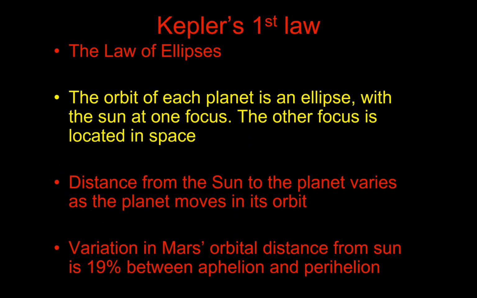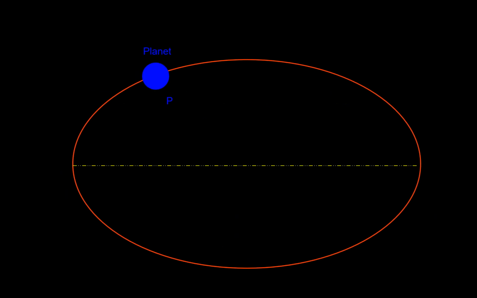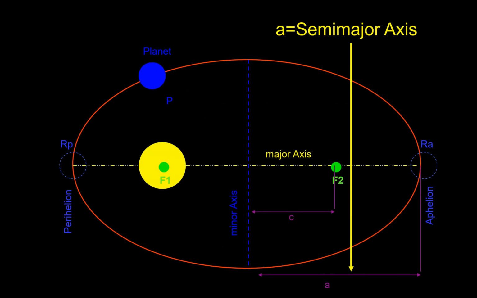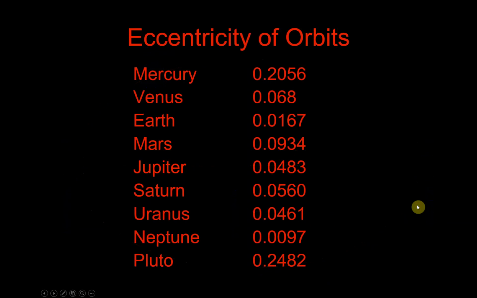Now, if we look at our solar system, a great example of this is something like Mars. Mars has quite an elliptical orbit, and actually its distance from the Sun varies by 19% between aphelion and perihelion approaches. So again, here's our geometry. Here's the planet going around the Sun. We can define a semi-major axis and a semi-minor axis, and a close approach and a furthest approach, perihelion and aphelion. And there's the eccentricity of some of the orbits, how far away from circular they are.